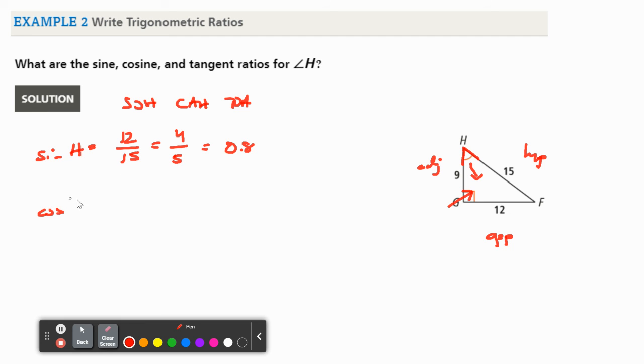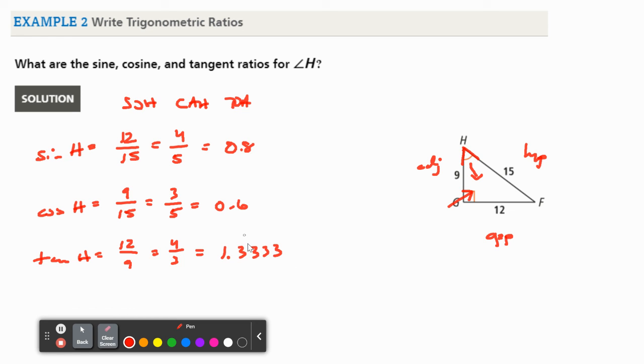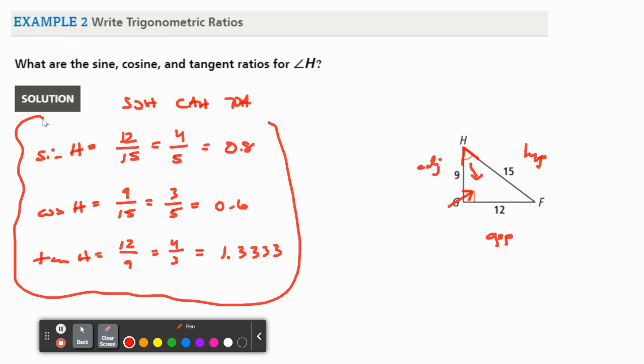Cosine of H. The cosine of H is the adjacent, which is 9, over the hypotenuse, which is 15. Again, divide by 3, that is 3 over 5. And if you divide 3 by 5, you get 0.6, a nice decimal. Then the tangent of H is the opposite, 12, over the adjacent, 9. Divide by 3, that's 4/3. When you divide 4/3, you don't get a nice number, so it'll ask you to round to 4 decimals. So 1.333. It will keep going with 3s, but we'll stop there. And there we go. Here are your sine, cosine, and tangent values for H.